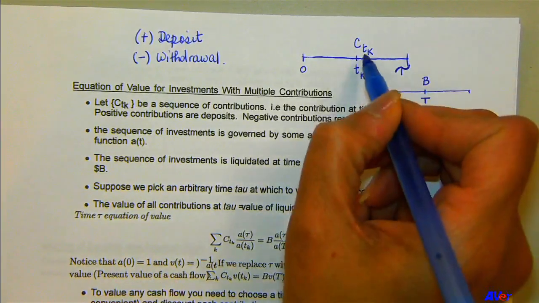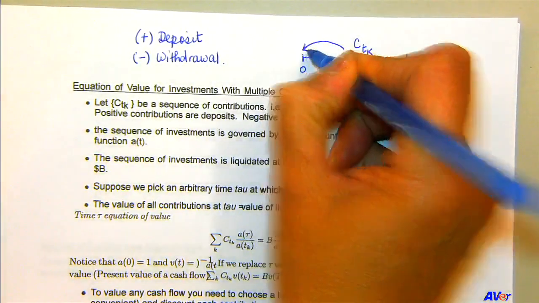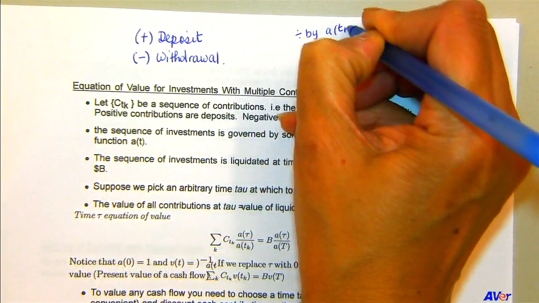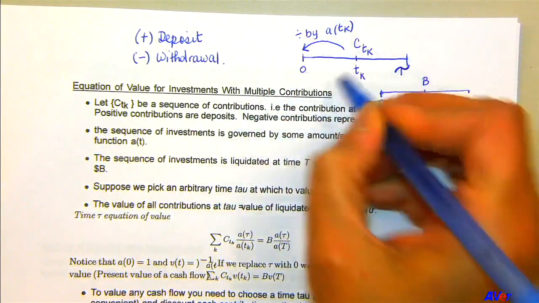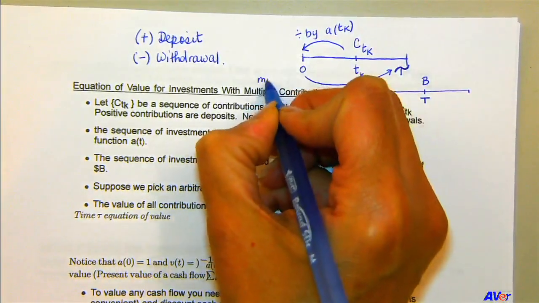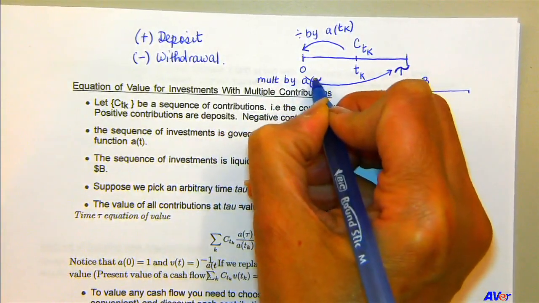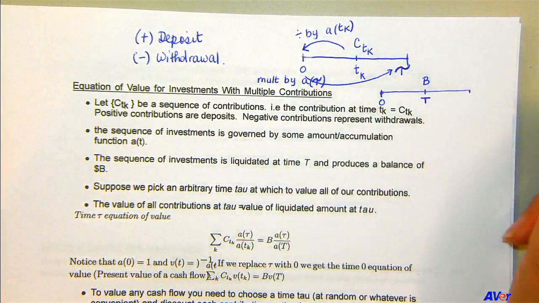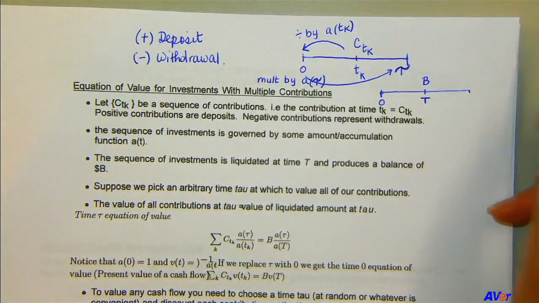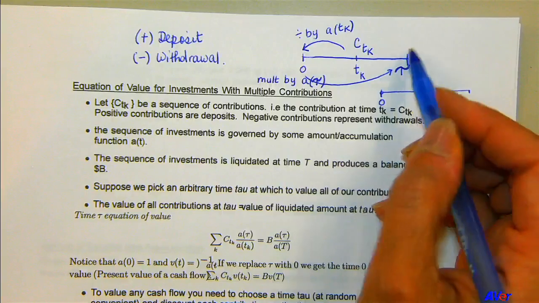So if I have a contribution here, I would have to bring this contribution back by dividing by A of t_k, just like we normally do, and then forecasting to time tau by multiplying by A of tau. Just like you did on your homework, on your written assignment, right? That's what I'm talking about. If it's compound interest, you wouldn't have to do this. You can just go from here to here. We know that.